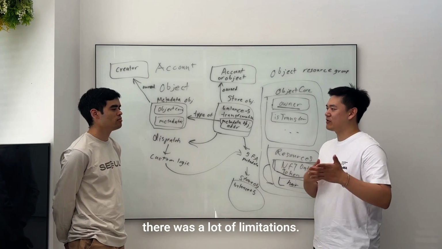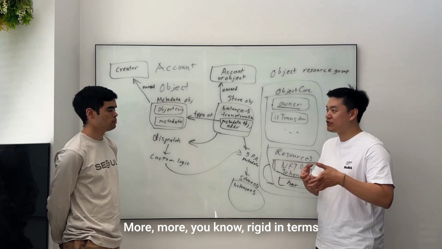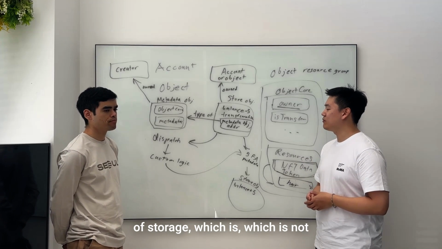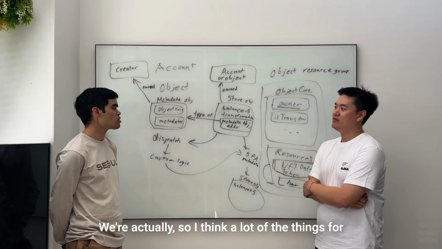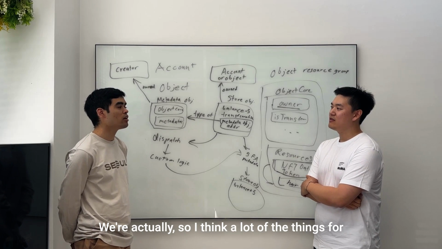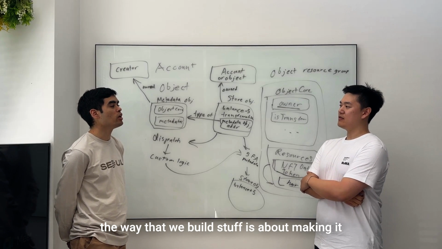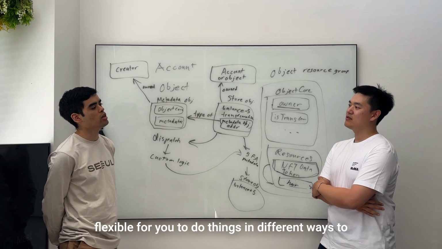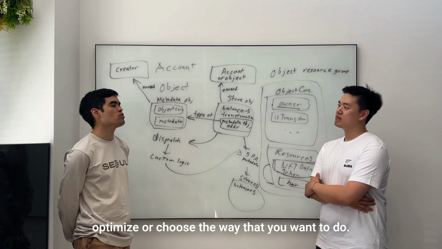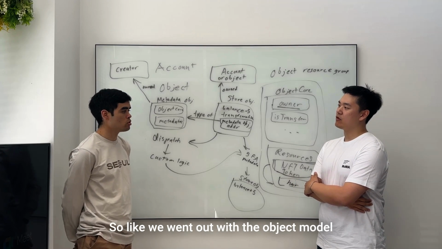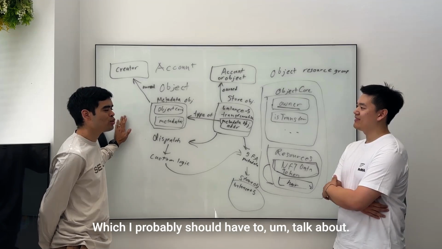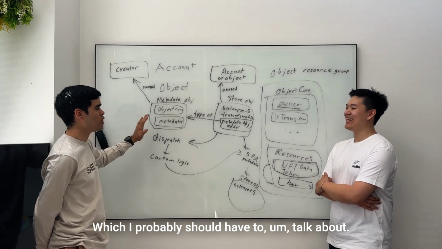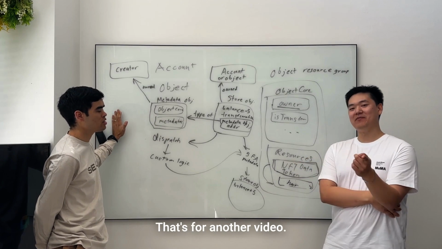That's right. Before there were a lot of limitations, more rigid in terms of storage, which is not common on blockchains usually. A lot of the way that we build stuff is about making it flexible for you to do things in different ways, to optimize or choose the way that you want to do it. So we went over the object model here, and I didn't talk about the account model, which I probably should have. That's for another video.